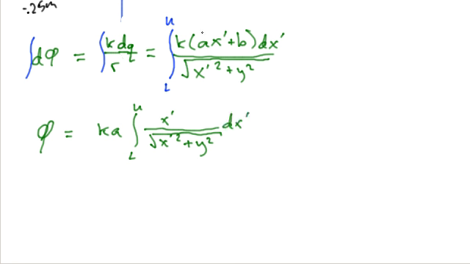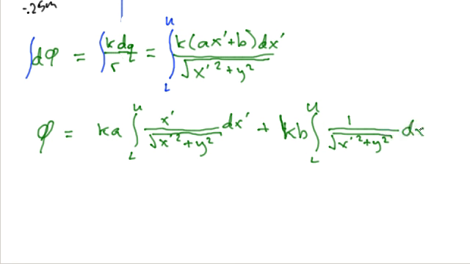dx prime. So it's Ka x prime dx prime all over that; I'm doing all except for the second term. Okay, that looks good. And then plus Kb times the integral of 1 over the square root of x prime squared plus y squared dx prime.